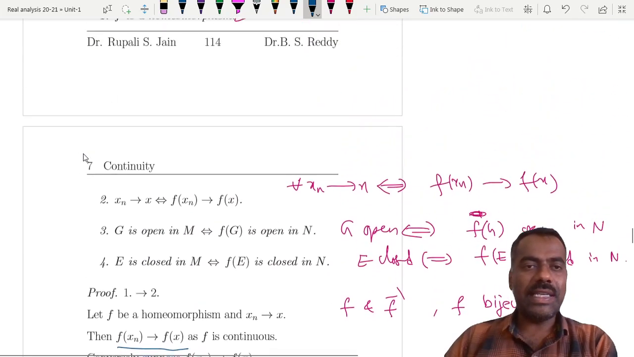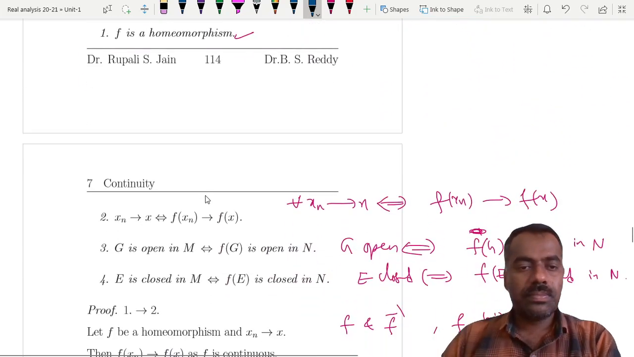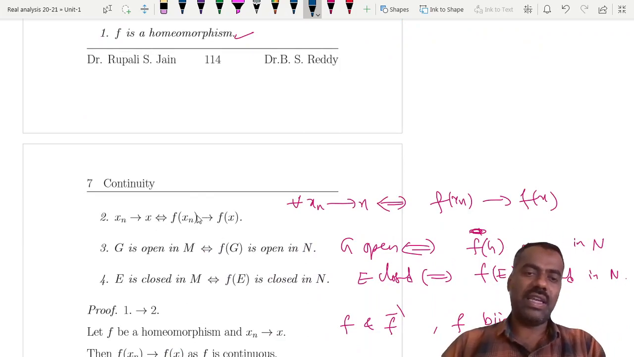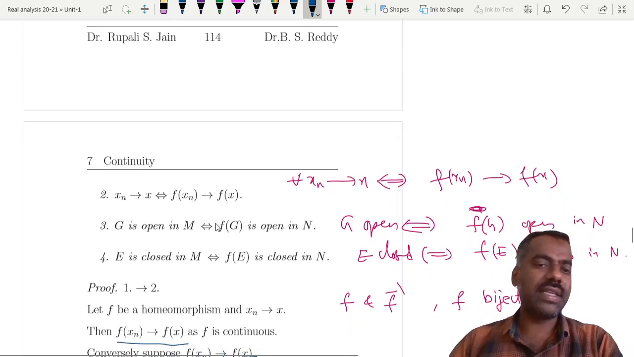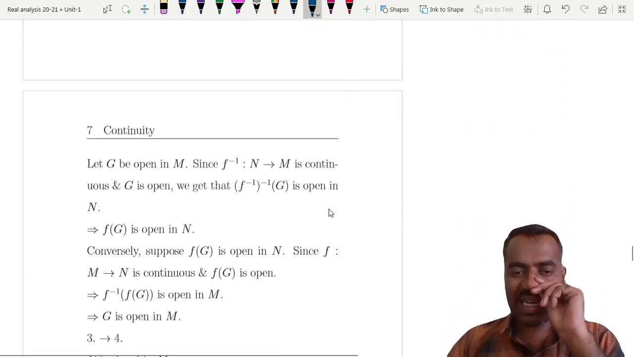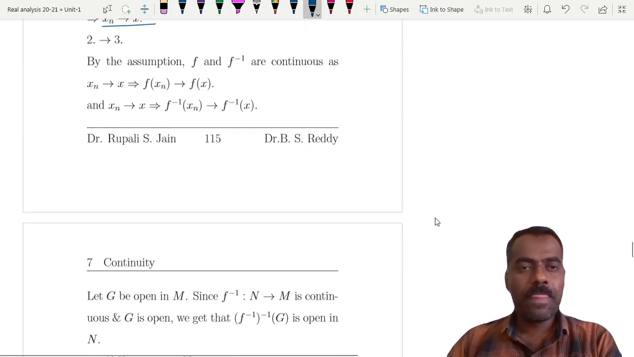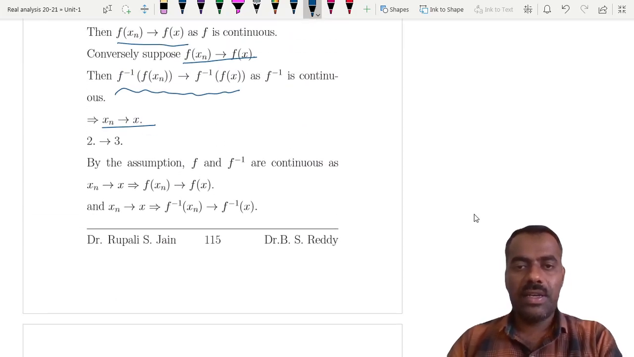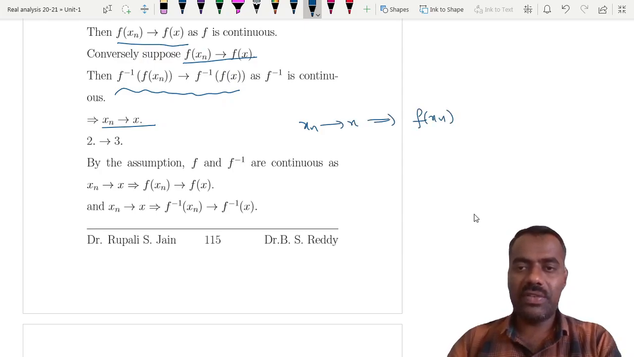Now, 2 implies 3. What is meant by 2 implies 3? That x_n converges to x implies f of x_n converges to f of x, and f of x_n converging to f of x implies x_n converges to x. With this assumption, we can easily check that f is continuous. Why is f continuous? That is obviously clear: x_n converges to x implies f of x_n converges to f of x. This implies f is continuous.